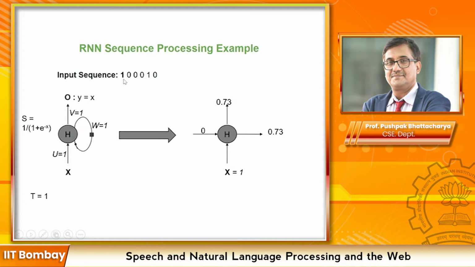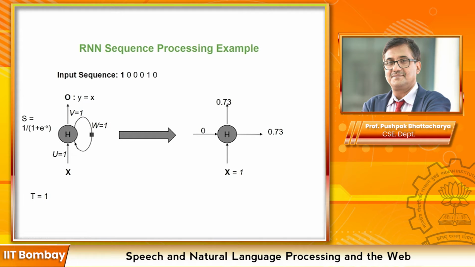So now first the input is 1, which is made bold. Now 1 gets into the neuron, 1 by 1 plus e to the power minus 1. That comes out to be 0.73. 0.73 into the weight 1 is 0.73, which goes into the output neuron, which is y equal to x, and the same output is replicated. So this is 0.73. After seeing 1, the neural network outputs 0.73.